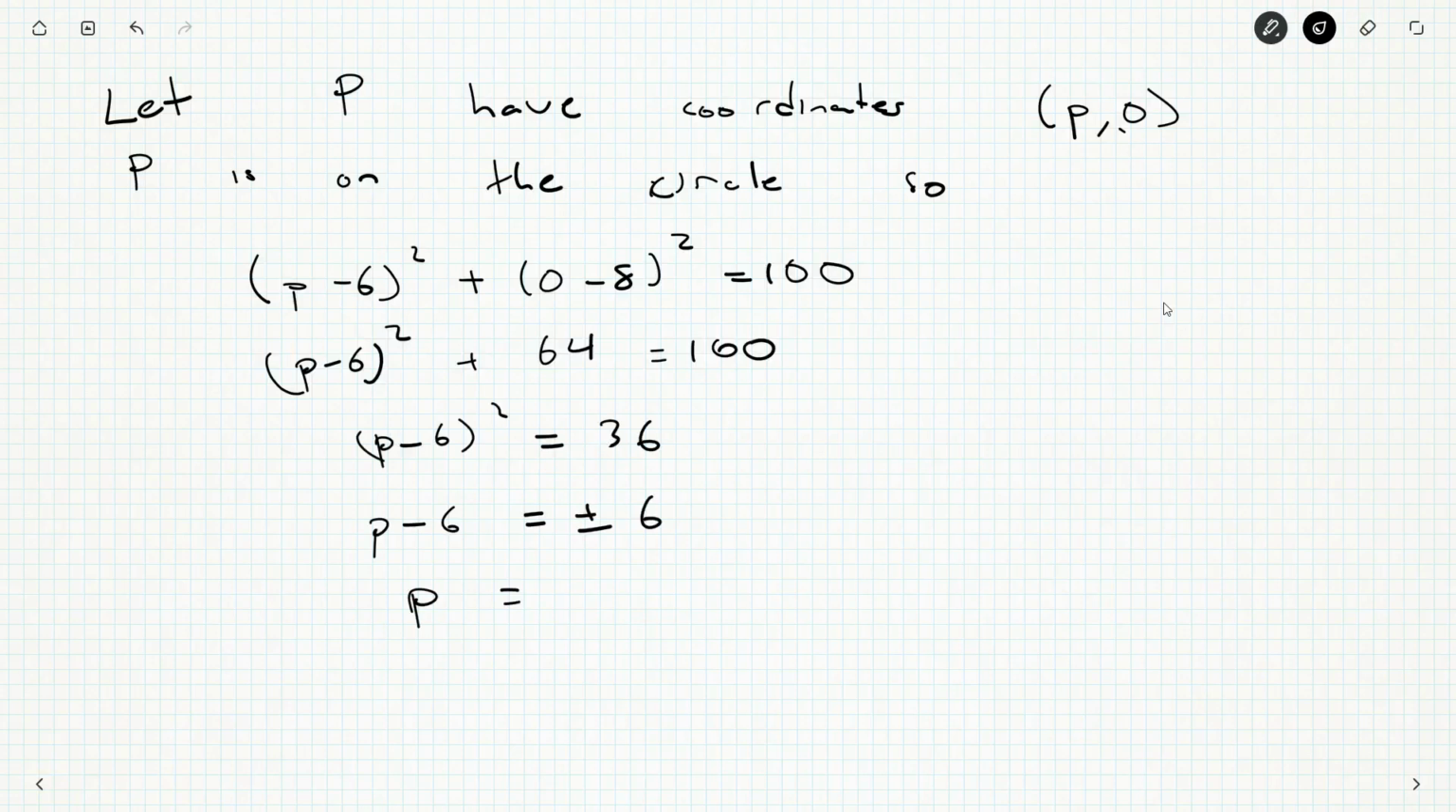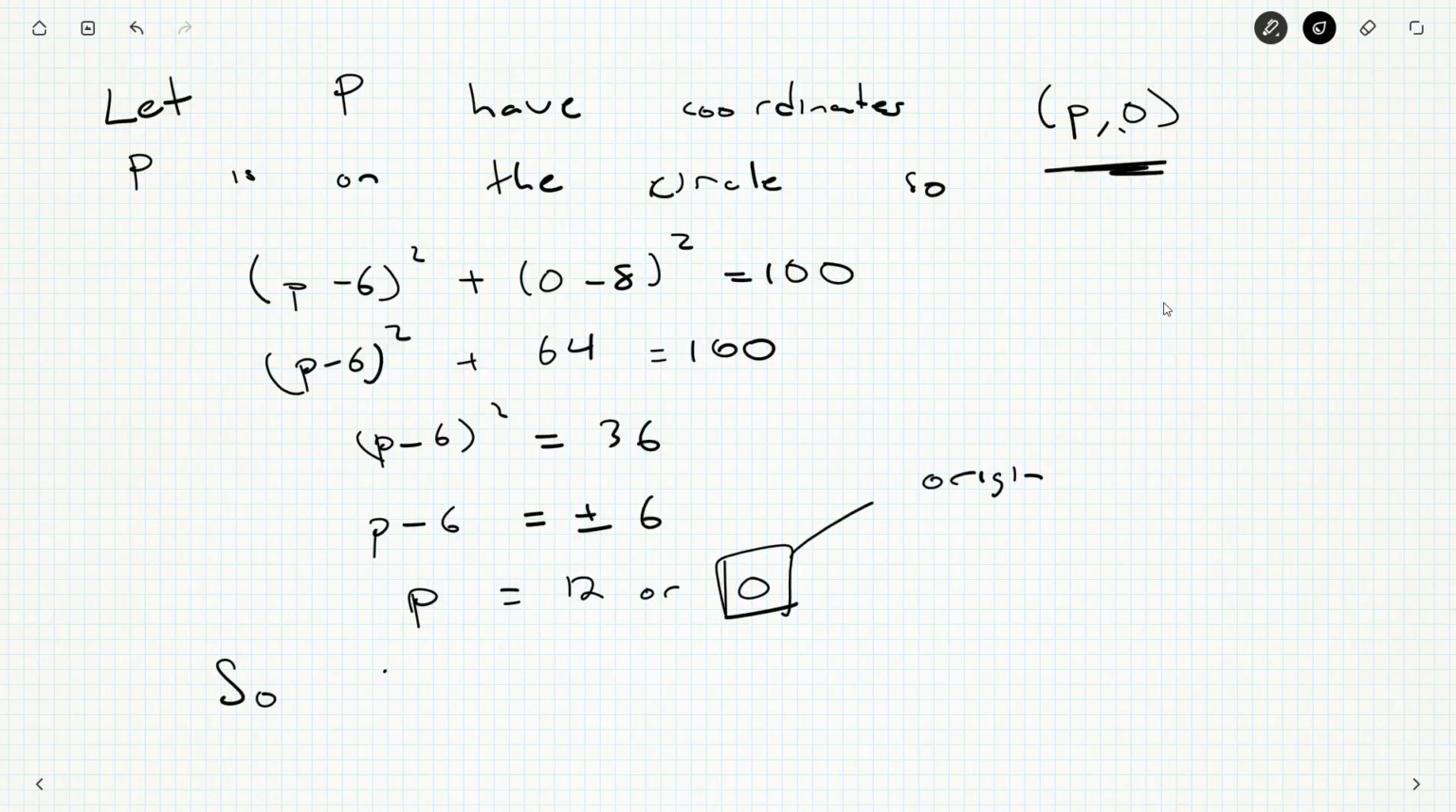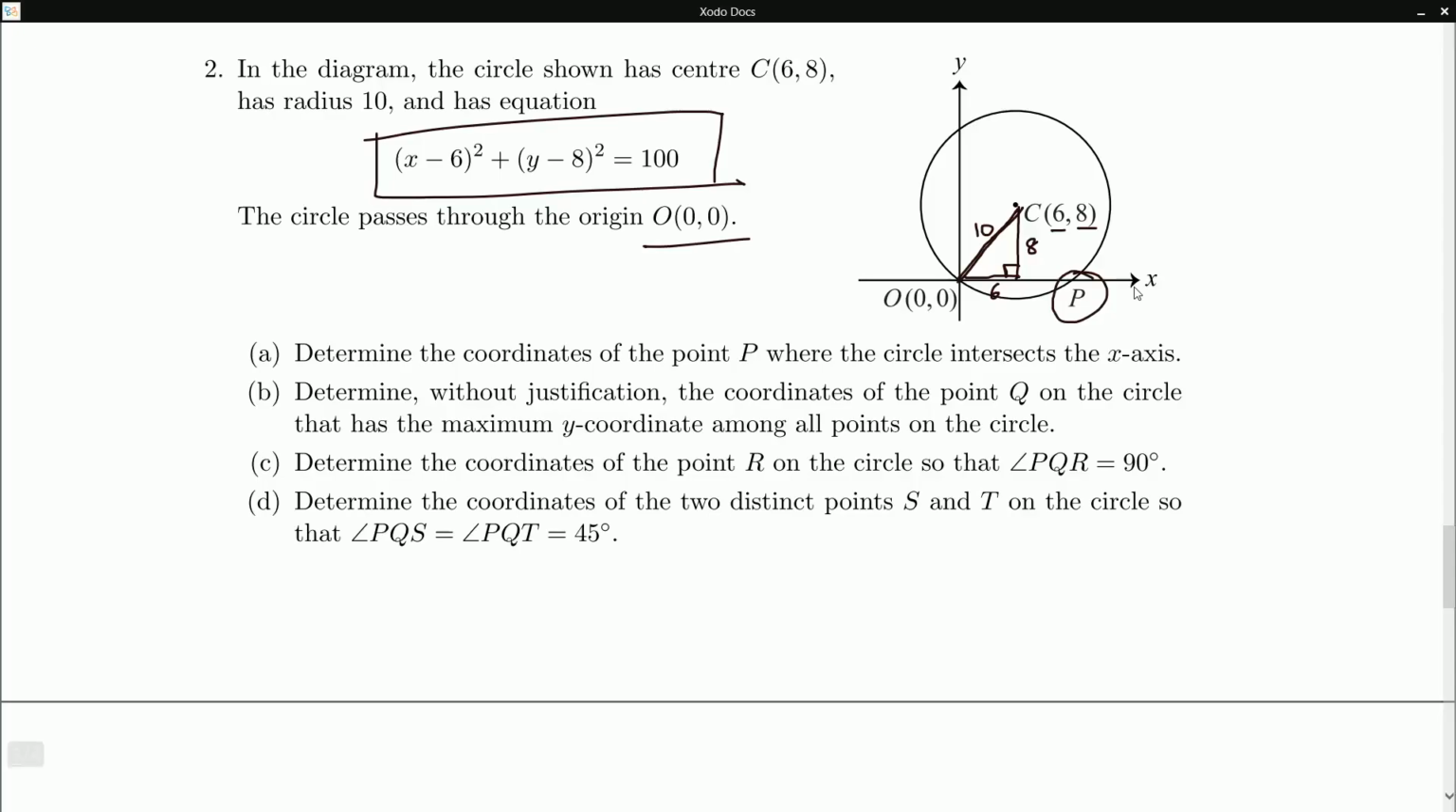P then, we just add 6 to both sides, is either 12 or 0. But of course 0 would be the origin, because then it would be (0, 0). So it's got to be 12. So P has coordinates (12, 0).